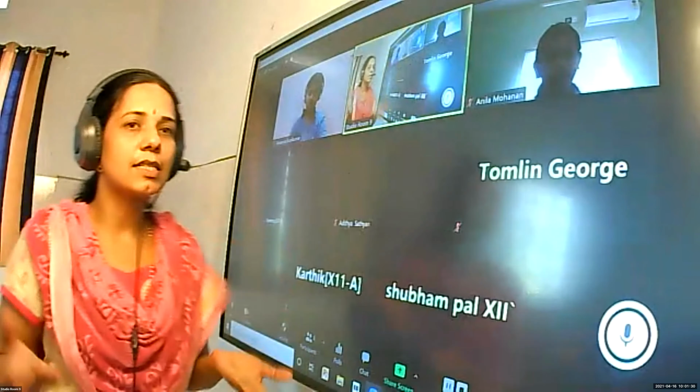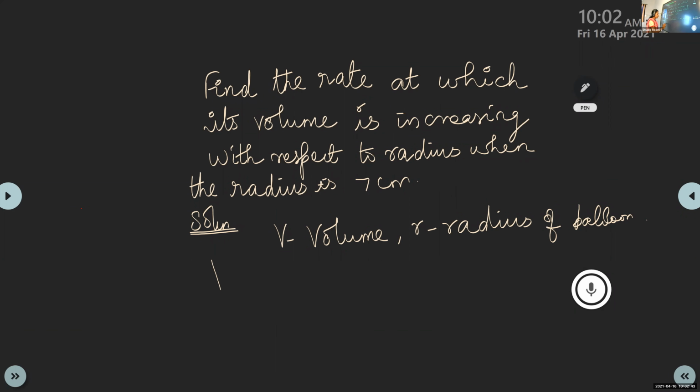Now look at this question. Find the rate at which its volume is increasing. When you start this question, no notations are given, so you denote: let V be the volume and R be the radius of the balloon. Can you tell me the formula for the volume of the balloon? What is the relation connecting V and R? A balloon is a sphere.